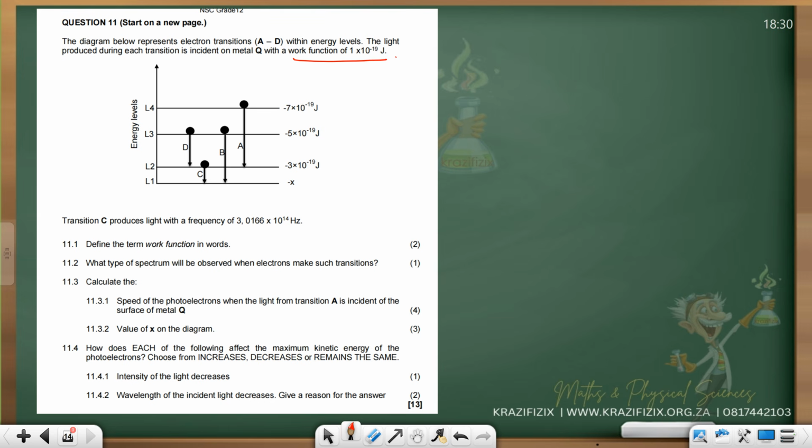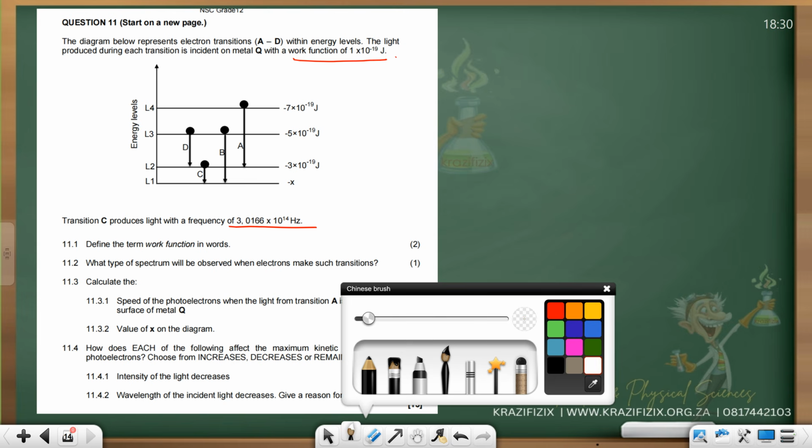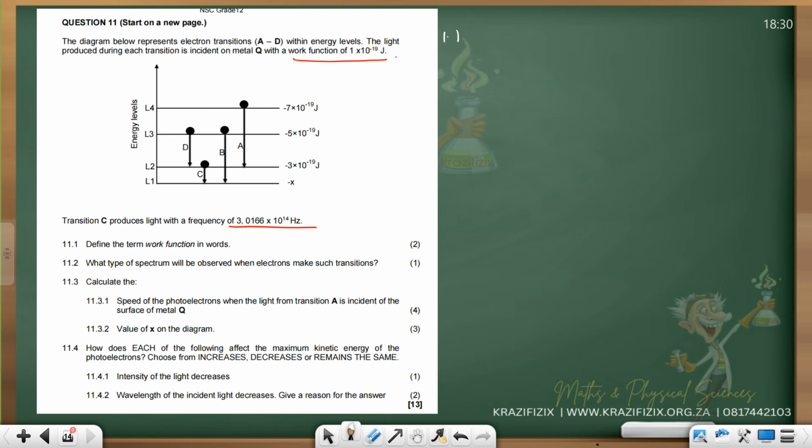Transition C produces light of frequency. Take note of those. Define the term work function. Work is energy. So it is the minimum energy required to eject an electron from the surface of a metal. So every time you see work, quickly know that it is energy. Number 2, what type of spectrum? We spoke about it. Emission.